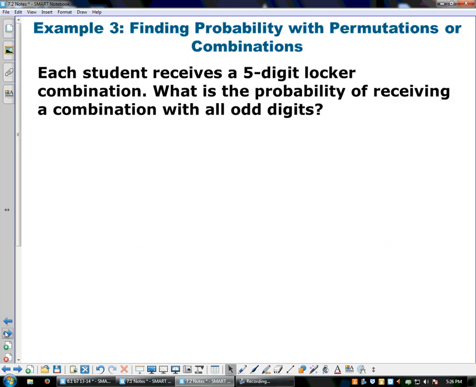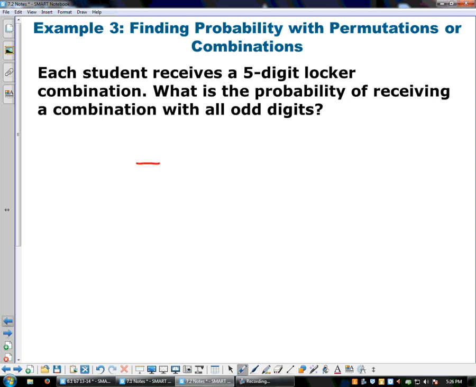All right, now on to the next example. Our third example here, we want to find the probability with permutations or combinations. Each student receives a 5-digit locker combination. What is the probability of receiving a combination with all odd digits?